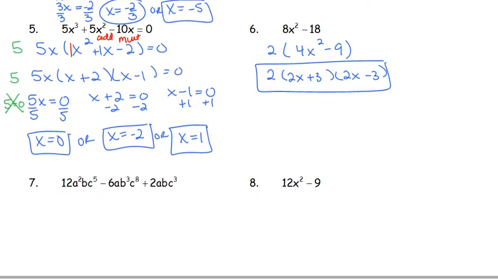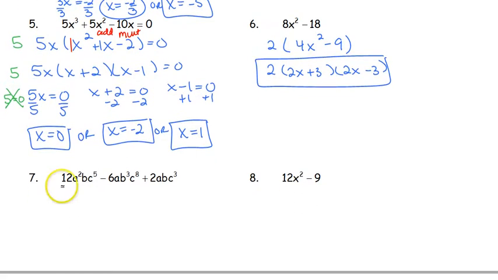Alright, we've got two more factoring problems. Crazy stuff going on, which means GCF is the only thing we do. 12, 6, 2, they share a 2. 2 A's, 1 A, 1 A. The most I can take out without having a problem would be 1. If I tried taking out more than 1, I wouldn't have enough in my second piece.